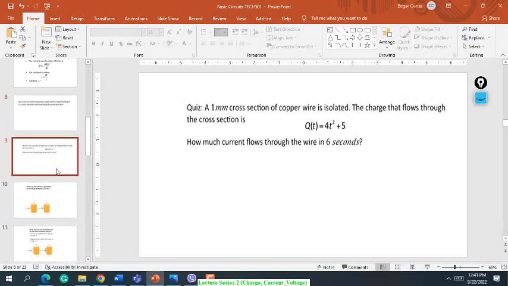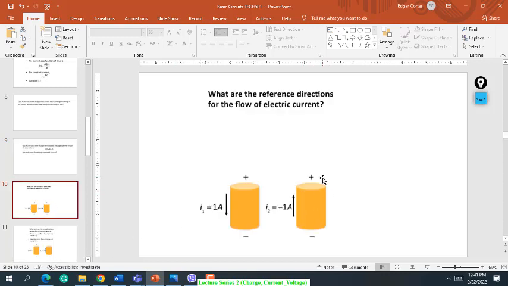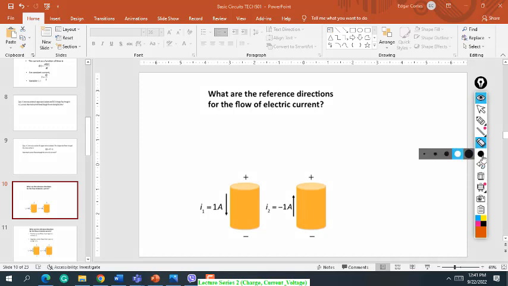Basically, by that definition, what are the different directions of flow of current? Earlier we mentioned positively charged or negatively charged. So we will establish the flow of current. When a current flows from positive to negative, we call that one positively charged.